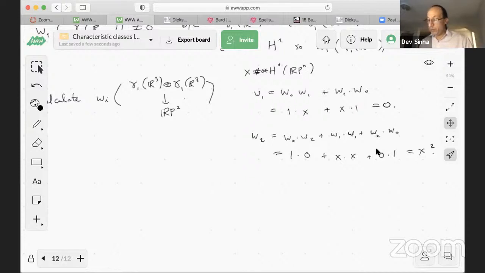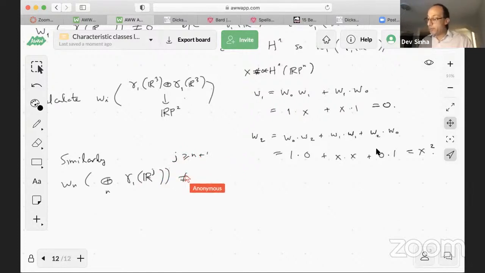And you know, we can continue to show that Wn of a direct sum of n copies of gamma 1 over Rj for j bigger than or equal to n plus 1 is not 0. So we're not getting the theory of the empty set or something like that. We've got some interesting cohomology classes. We can do substantially better than that.